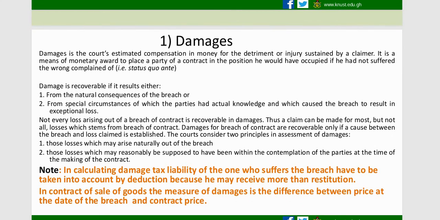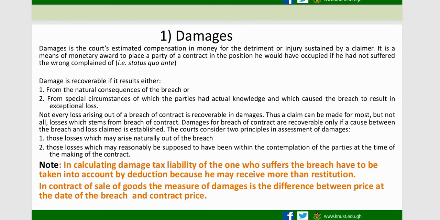Okay, so for damages, we are saying damages is the court's estimated compensation in money for the detriment or injury sustained by a claimant. It is a means of monetary award to place a party to a contract in the position he would have occupied if he had not suffered the wrong complained of, right?